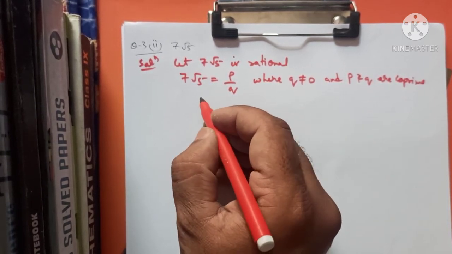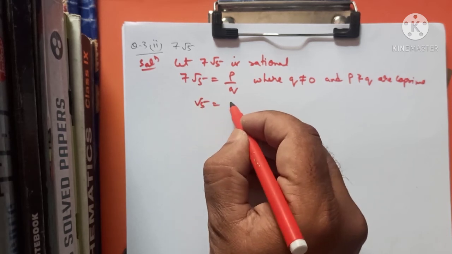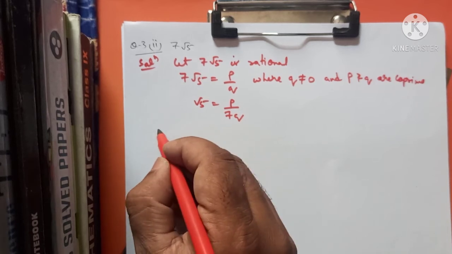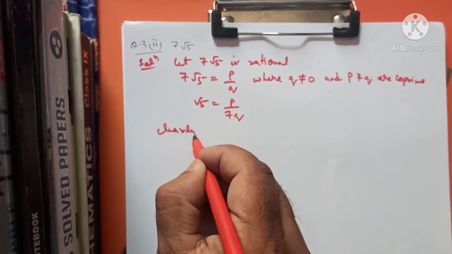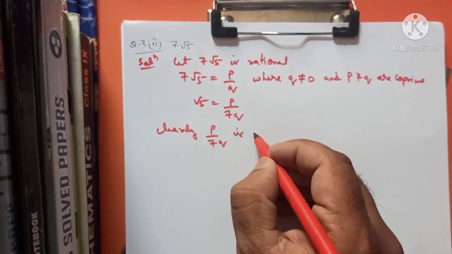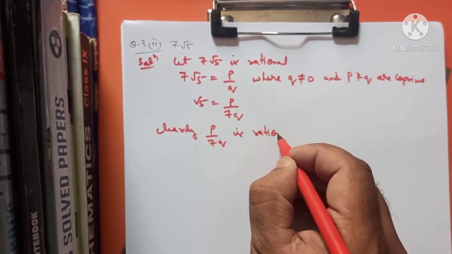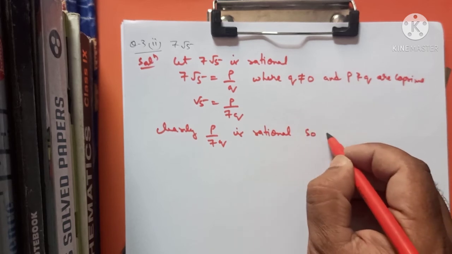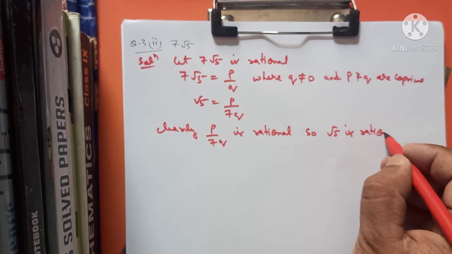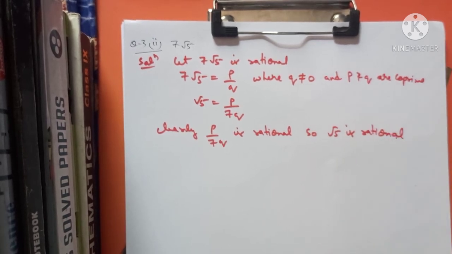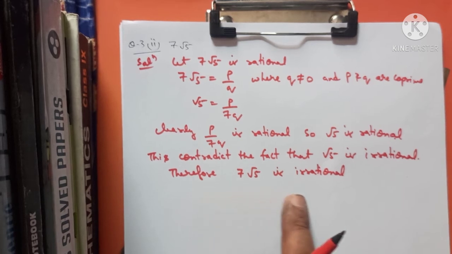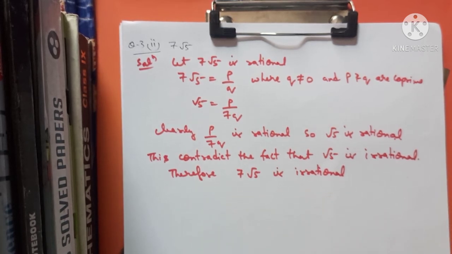So now root 5 will be equal to P upon 7Q. So clearly we can say that P upon 7Q is rational. Therefore, root 5 is rational, which contradicts the fact that root 5 is irrational. Therefore, 7 root 5 is an irrational number.